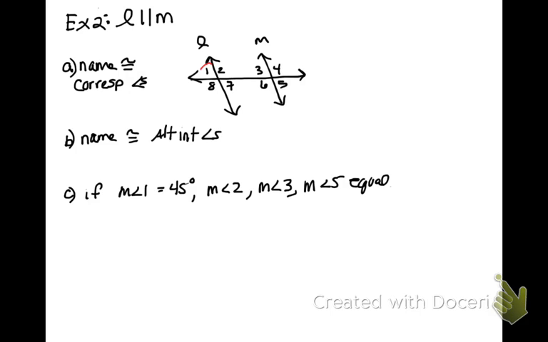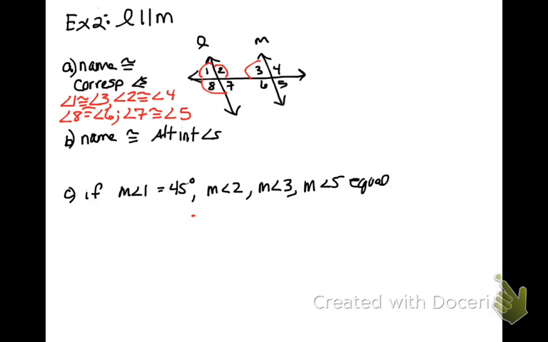What would angle 1 go with? Which one is it congruent to? Angle 3, very good. What would angle 2 go with? Angle 4. What would angle 8 go with? 6, very good. And 7, 5. Very good. You want to keep this, especially for when we talk about C.